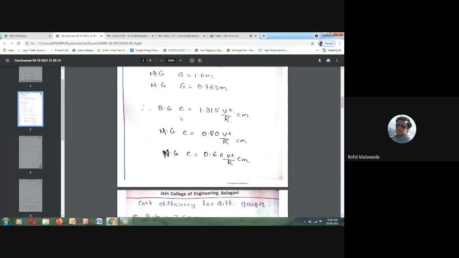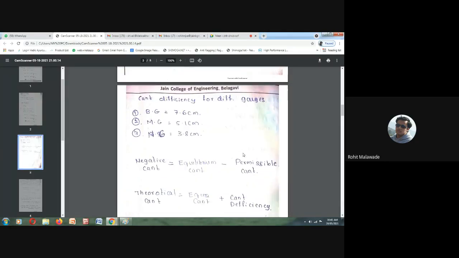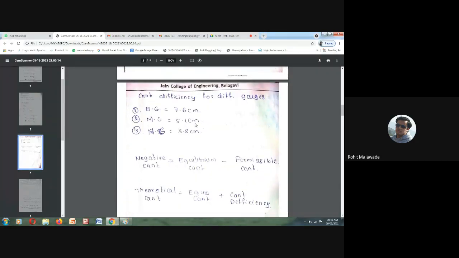Right? If you want to calculate in shortcuts, you can remember for broad gauge E is equal to 1.315 V square divided by R in centimeters. Meter gauge is 0.80 V square divided by R. For narrow gauge, it is 0.6 V square divided by R. And the permissible cant deficiency for the different gauges is 7.6 for broad gauge, 5.1 for meter gauge, 3.8 for narrow gauge.